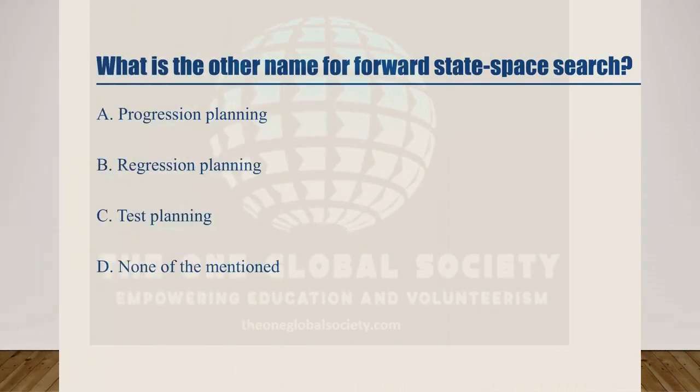What is the other name for the forward state space search? A. Progression planning, B. Regression planning, C. Test planning, and D. None of the above. Let's see the answer. The answer is progression planning.